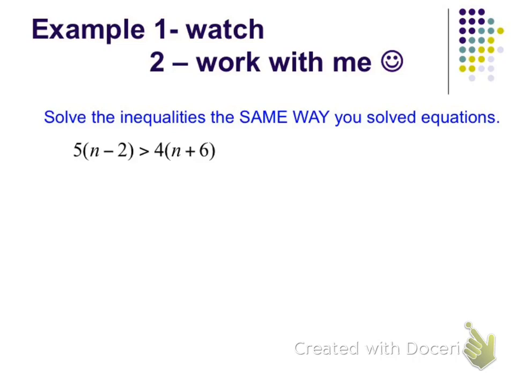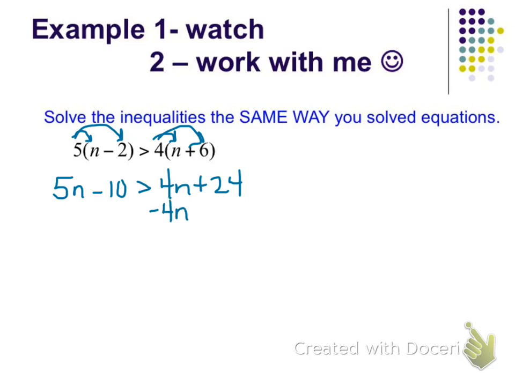Okay, so for this one we have to clear the parentheses first. So we're going to be doing the distributive property on both sides of the inequality. I'm keeping the symbol. And remember, when you have variables on both sides, you want to move the variable expression term to one side and the constant to the other. So I will be moving 4n to the left and subtracting it from the like term.